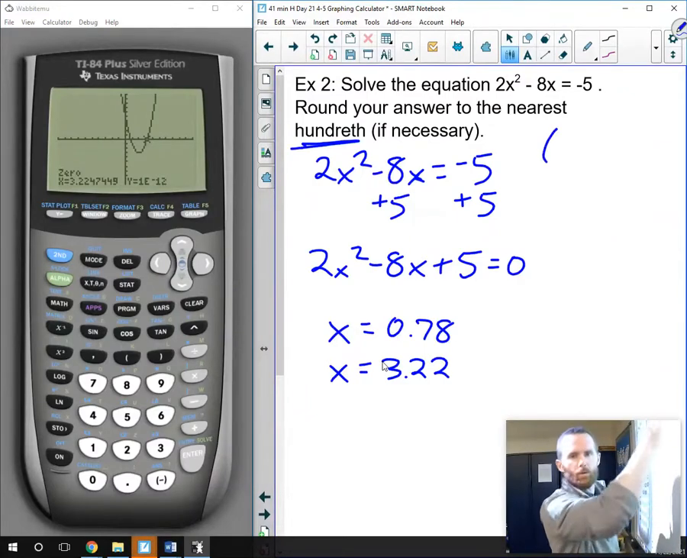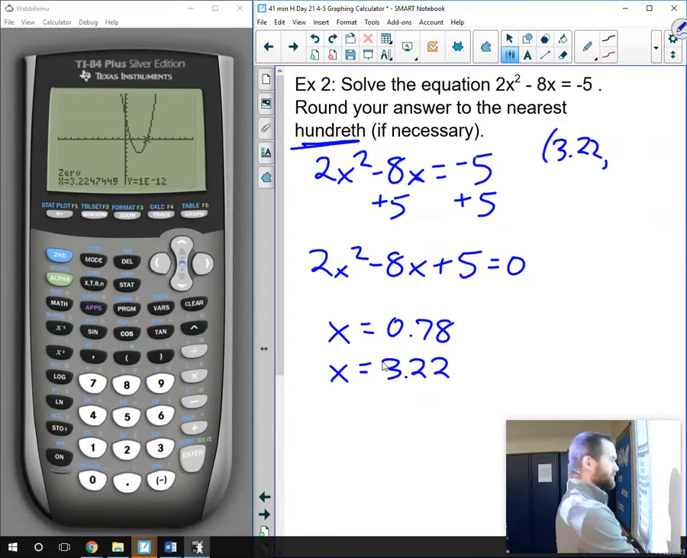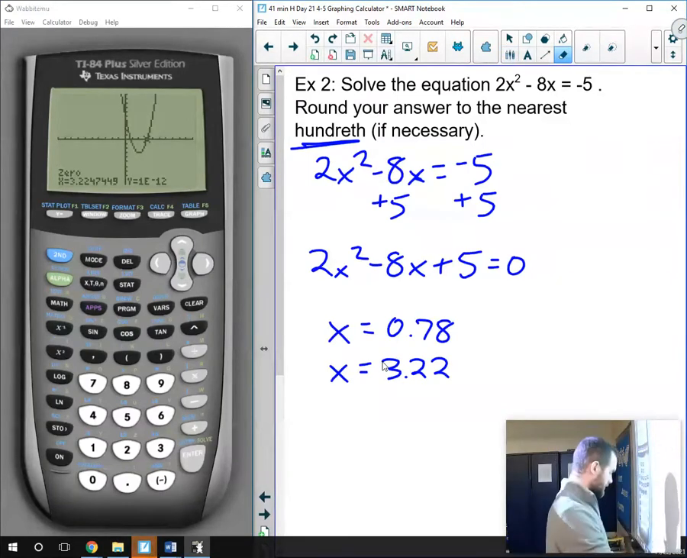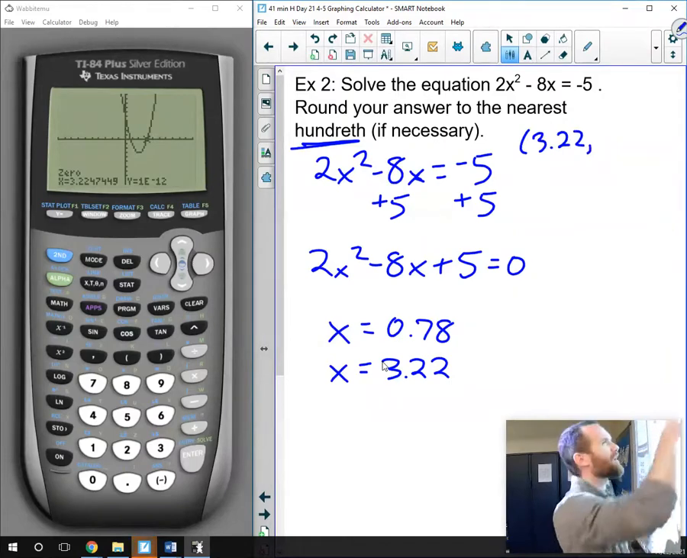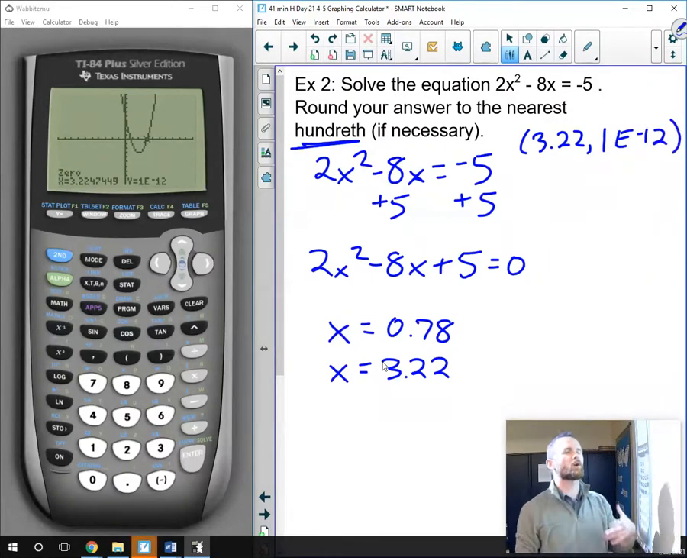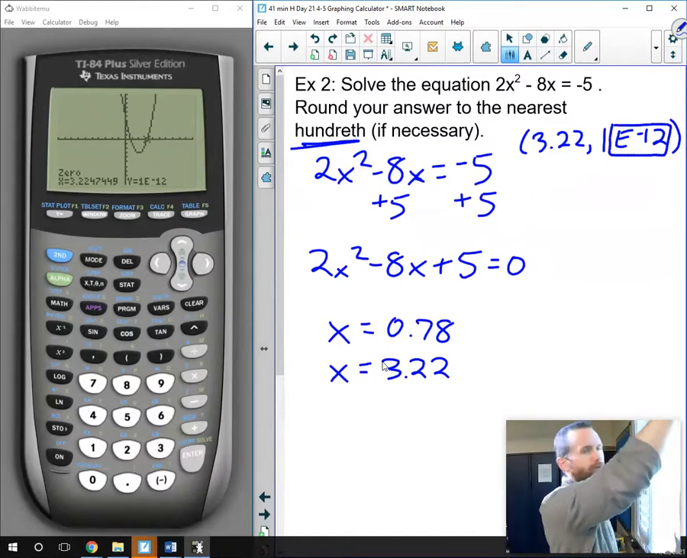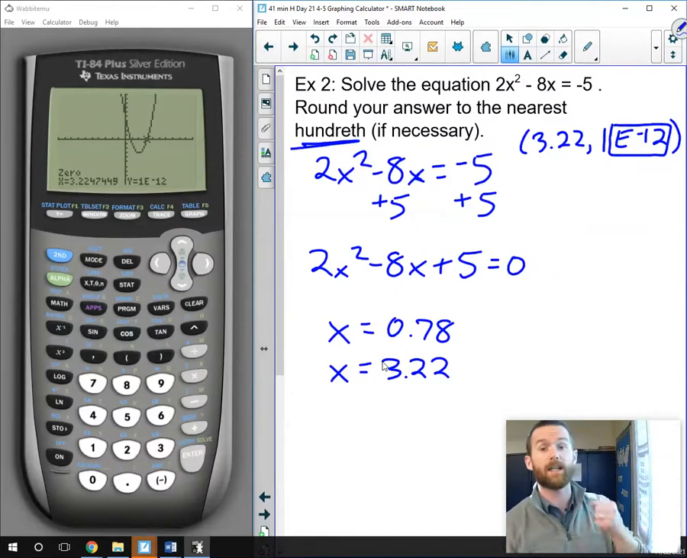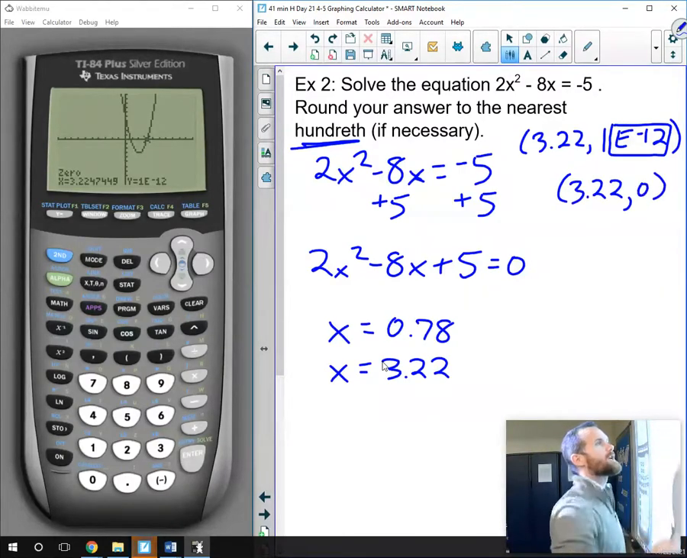But the point we got, I'm going to write this here. It gave us 3.22, and then it gave us a 1e -12. We talked about this in a previous video when we were first learning how to use graphing calculators. Whenever you see an e and a negative number after it, when you're doing these types of problems, finding a real root, that essentially means 0. So the point that they actually gave us was 3.22, 0.